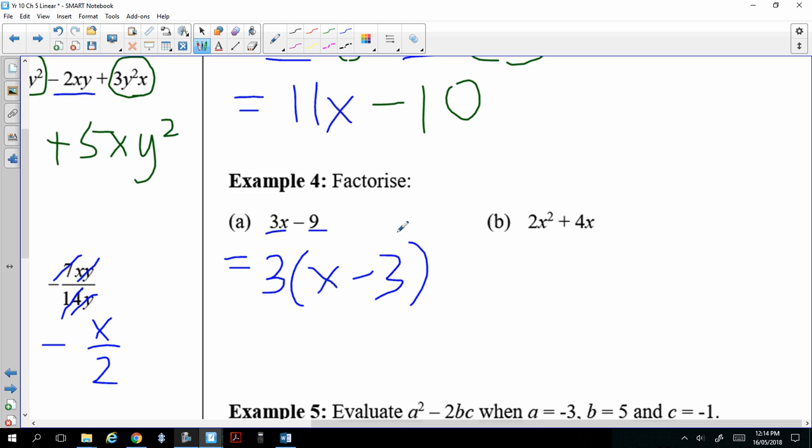Okay. And sometimes you have a more complicated one where there's a common polynomial. So you write 2x out. And then what's inside the bracket? x plus 2. Okay, it's very easy. You can almost do it in your sleep because it's so easy.